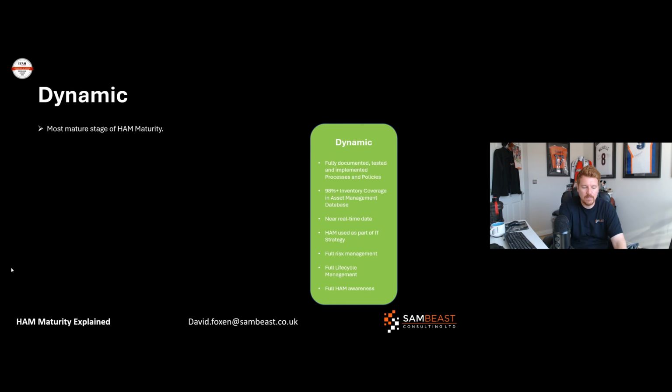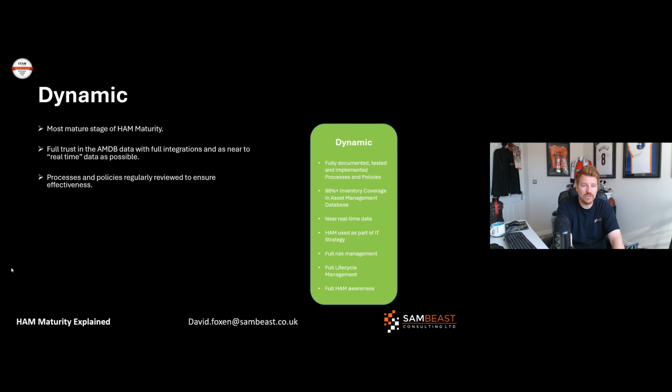Dynamic is the most mature stage of HAM maturity. You have full trust in your asset management database, with integrations and as near to real-time data as possible. Processes and policies are regularly reviewed to ensure effectiveness, and if they're not working, you're making changes, working with the stakeholders to make sure that process adoption is there and it's really good.